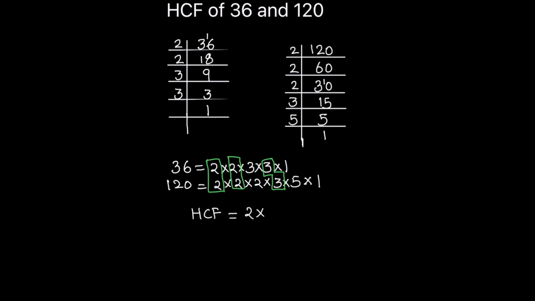So 2 times 2 times 3 is the HCF of the two numbers, and 2 times 2 is 4 and 4 times 3 is 12. So the HCF of 36 and 120 is 12. So this is how we can find the HCF of two numbers easily.